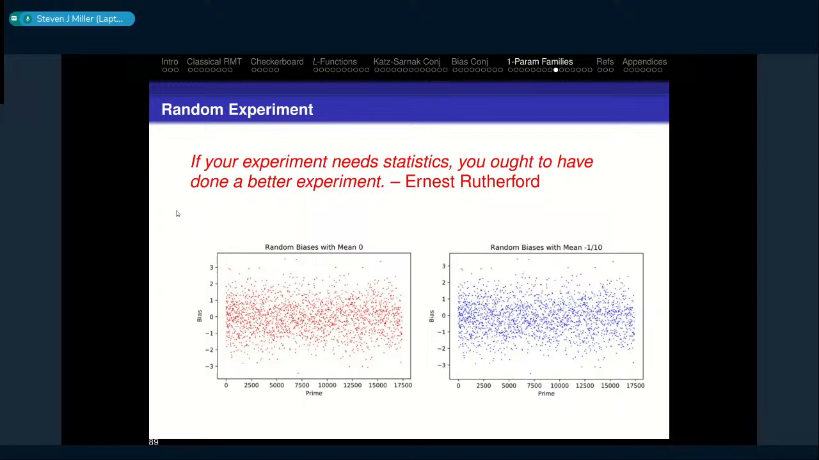Well, sometimes the experiment is so obvious you really do not need statistics. That's where I'm good. When it's really blatant, like the checkerboard matrix, where you can see the eigenvalues are off to the side, it's really clear what's going on.